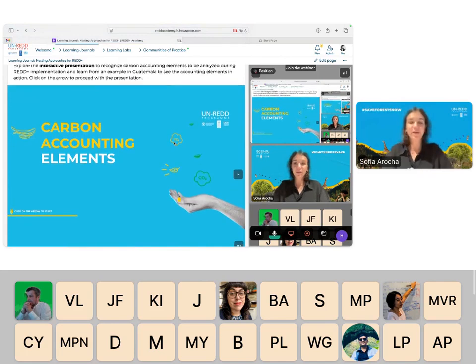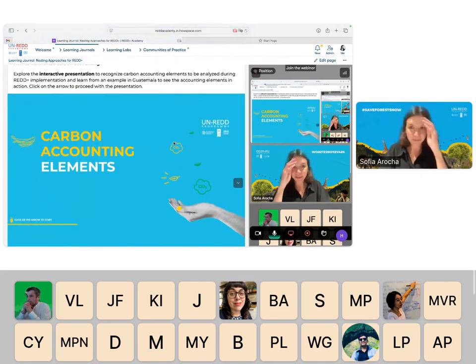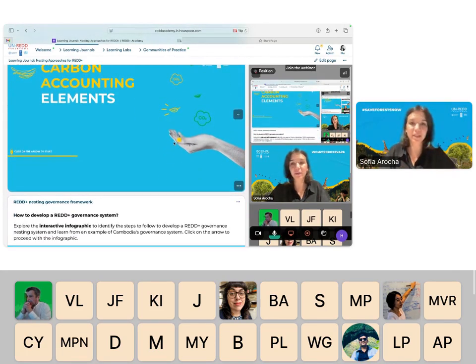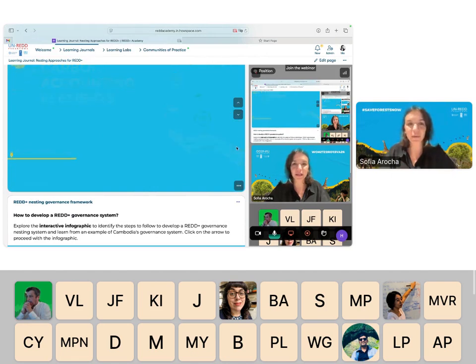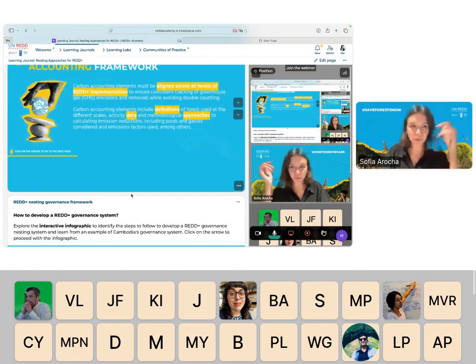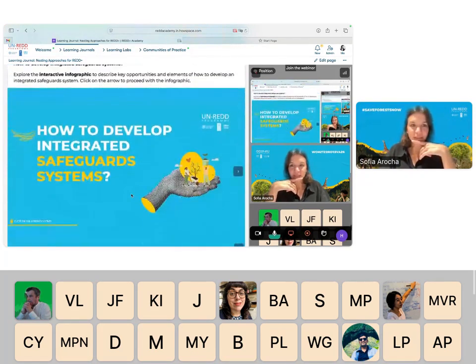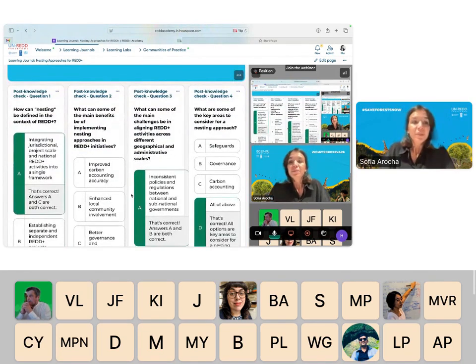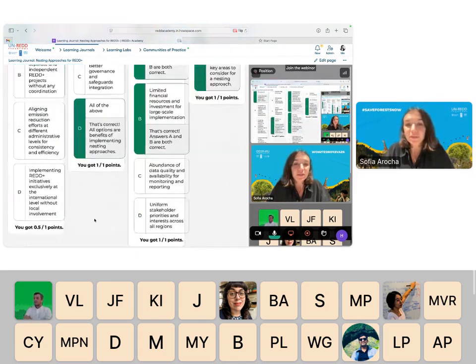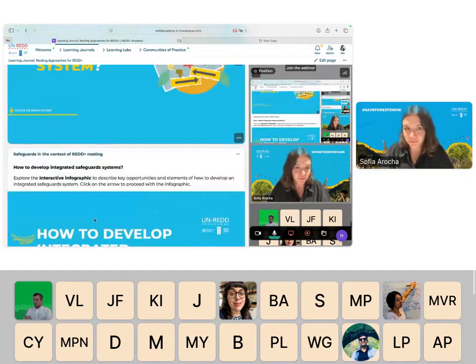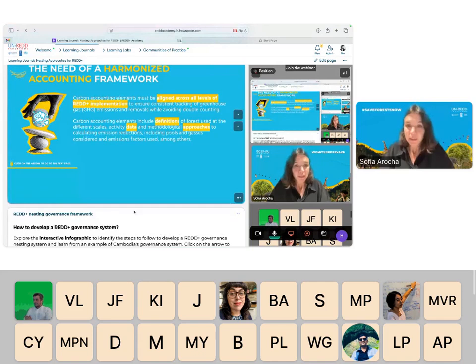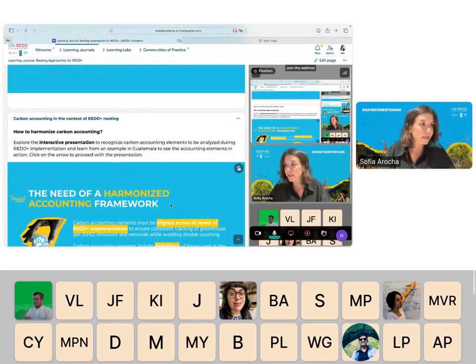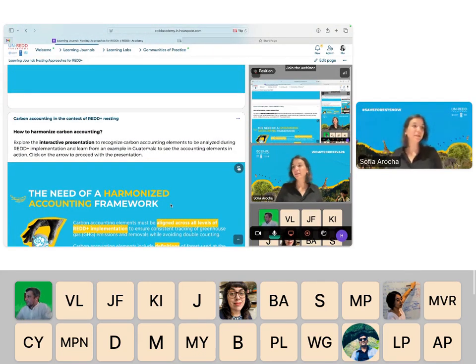Then we have microlearning tools on the key aspects for nesting, like carbon accounting elements. Again, here you click on the arrows and you're able to navigate the tools, governance systems, and integrated safeguard systems here. And below, you can also check your knowledge with a quick survey to see what you have learned so far. So this is, in a nutshell, the tool. We encourage you to explore this, as I was telling before.